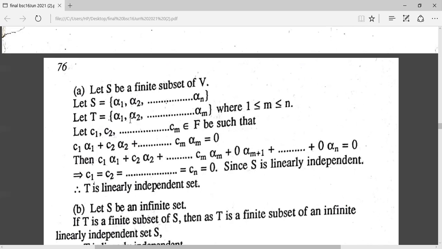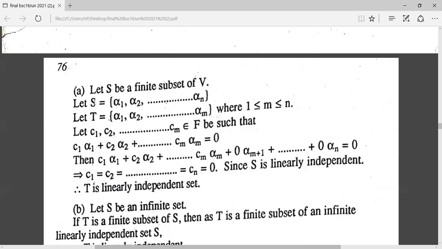What I have to prove is T is linearly independent. In order to prove that T is linearly independent, by the definition of linear independence, it is enough if we can show that all the scalars are zeros. What are the scalars? C1, C2, so on, Cm are 0. That I have to prove.